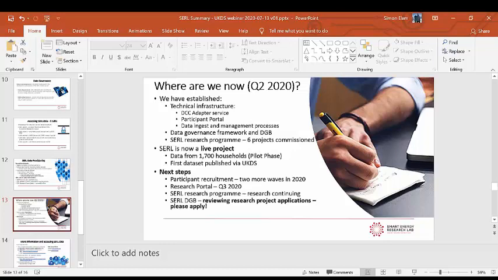The research portals should be live and released soon. The research program will be continuing. And the Data Governance Board will start to review research project applications very soon. They're actually reviewing the first three later this week. So if you have a project and you want to use SERL to access data for that project, then please start applying or start thinking about your project application now.